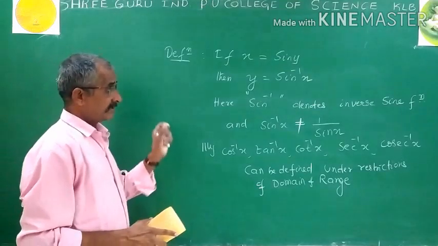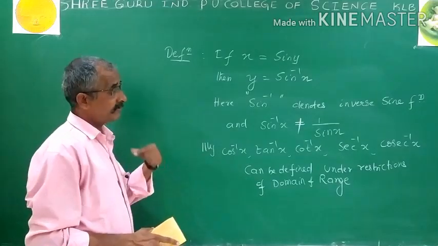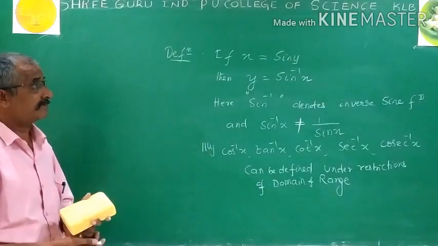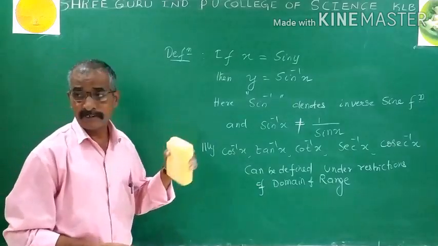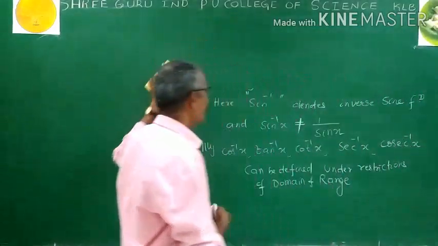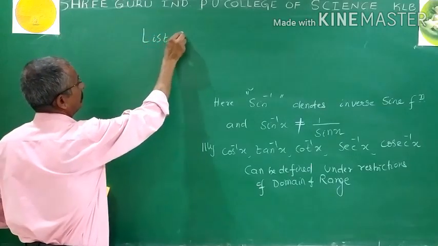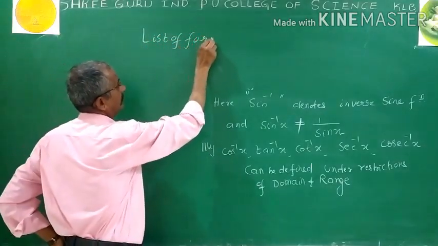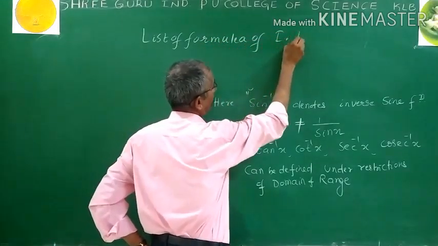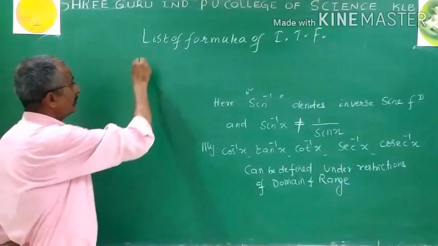That is understood. We shall first collect some important formulas of inverse trigonometrical functions. Then we shall go to how to find the differentiation of inverse trigonometrical functions. So let's have a list of formulae of inverse trigonometrical functions. I am using the short form ITF, which stands for inverse trigonometrical functions.